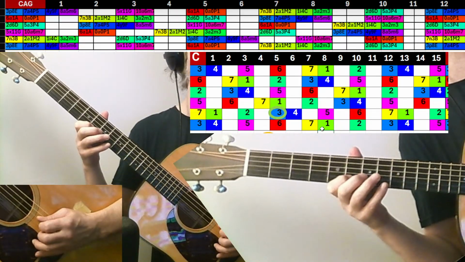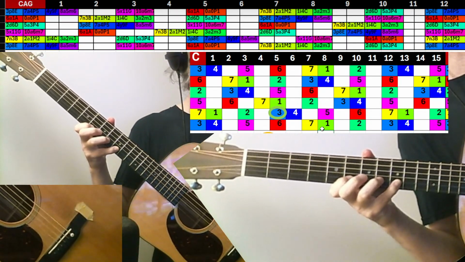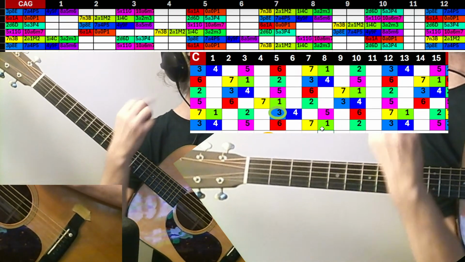That is also my tonic. So that's my anchor point. And then first I'll think about where's the third. Well, I'm looking for the third.